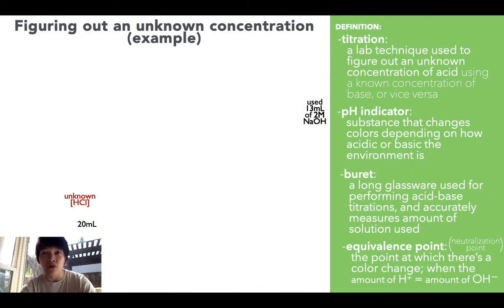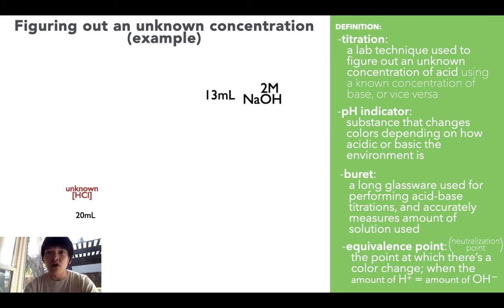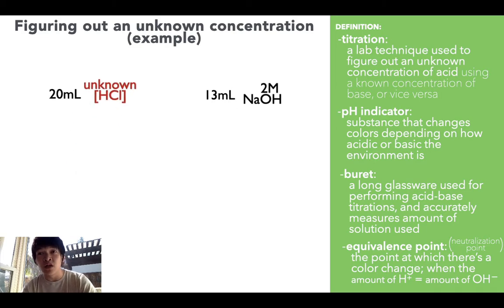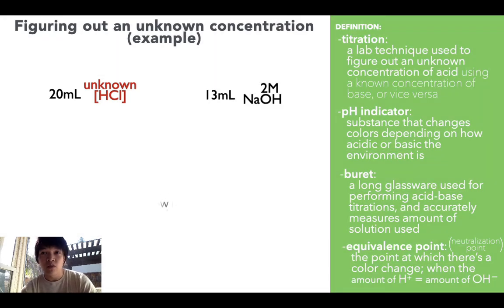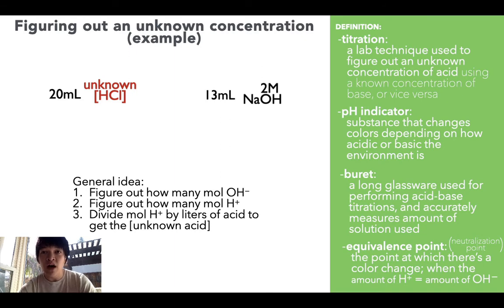The amount or volume of the acid and base are really important for our titration calculation. So again, we have 20 milliliters of an unknown concentration of HCl, and that was titrated or neutralized with 13 milliliters of 2 molar NaOH. By knowing how much base was used, we can figure out the concentration of the acid that was in the original flask. So first, we should figure out how many moles of hydroxide ions was used.